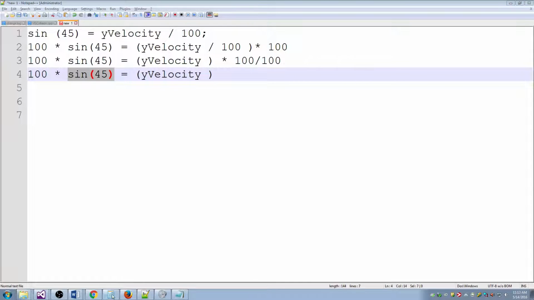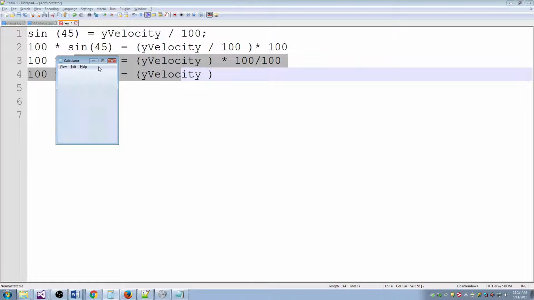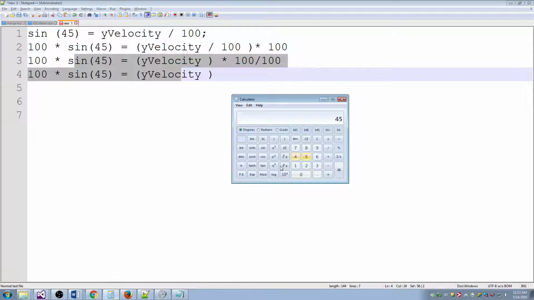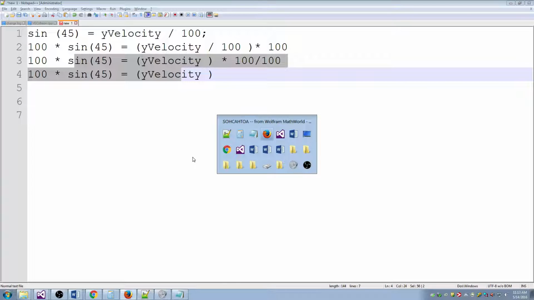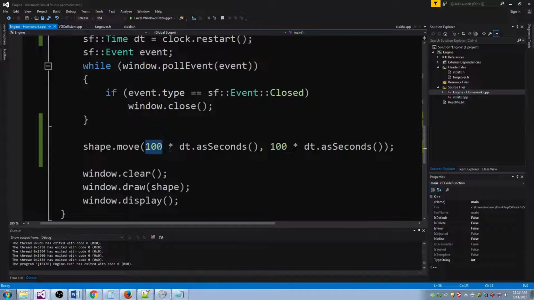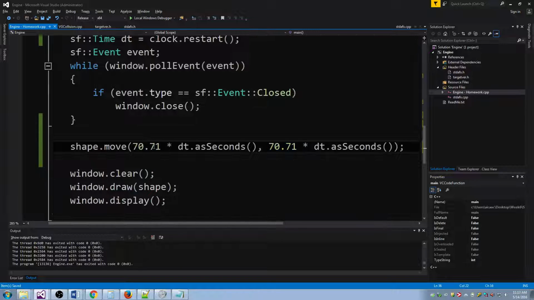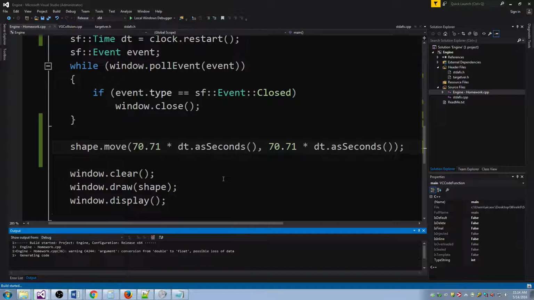What is the sine of 45 degrees? At 45 degrees, take the sine of that. That is 0.707, and I multiply this by 100. This is my y velocity, 70.71. Which means I could just stick that in here, like so. And that's my x velocity and my y velocity, because I want to move exactly diagonally at 45 degrees.